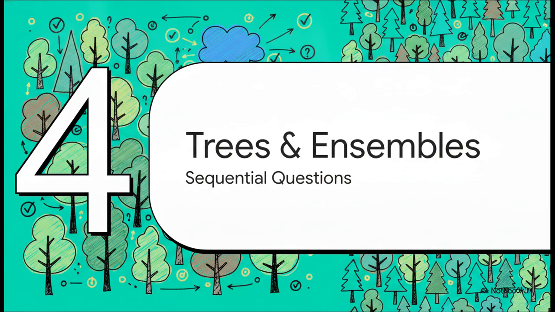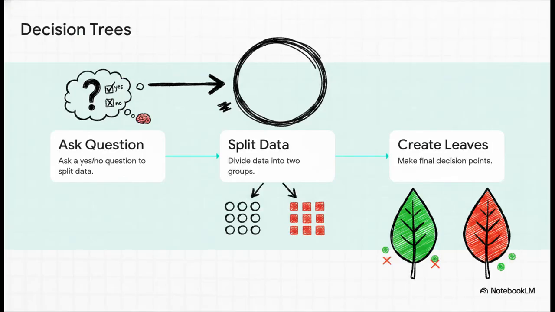Section 4. Trees, Forests, and Ensembles. This compartment is all about sequential questions and the incredible power of group voting. A decision tree is brilliantly intuitive. It works by splitting data step by step using a sequence of simple yes or no questions. For example, if you're predicting a patient's risk level, the first question might be, is age greater than 50? The data splits, and the process continues until it creates final decision points, which we call leaves. The ultimate goal is to make those leaves as pure as possible, minimizing misclassified points along the way.